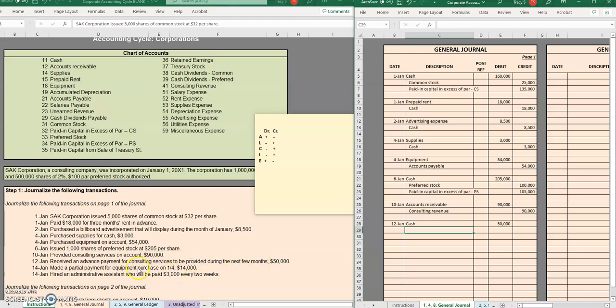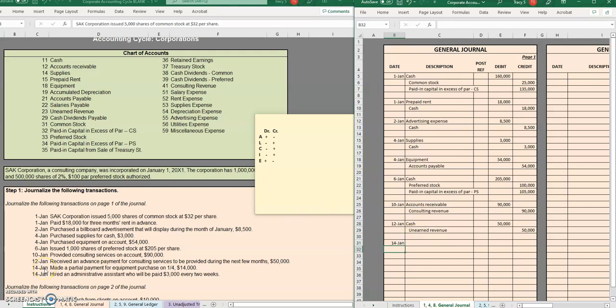This was for consulting services to be provided in the next few months. So ask yourself, we're going to be providing the service later, so do we have revenue? No, we did not complete our part of the obligation yet. So in this case, it's actually a liability. It is right here, unearned revenue. We did not earn this revenue. We owe a service. It's a liability, right? So let's increase our liabilities by crediting that unearned revenue. Perfect.